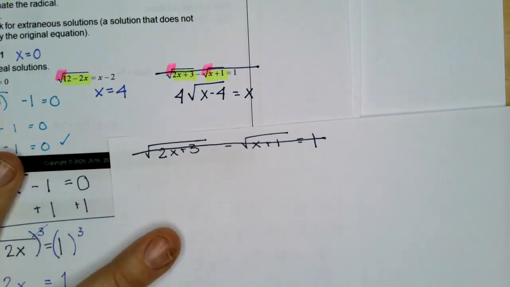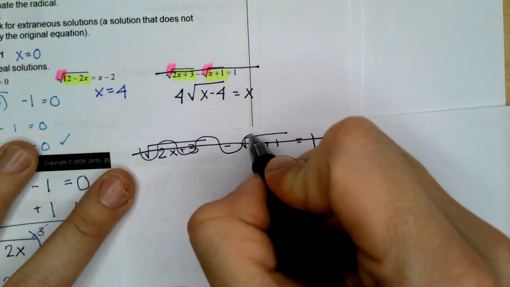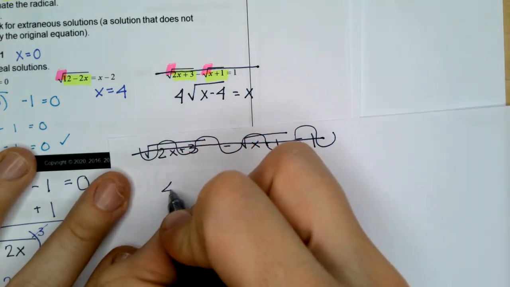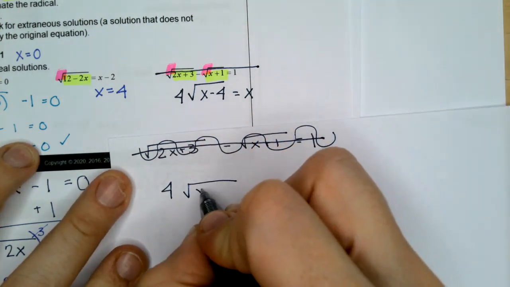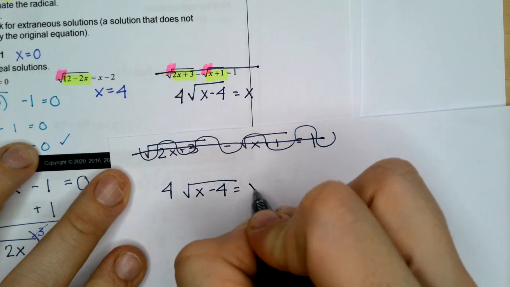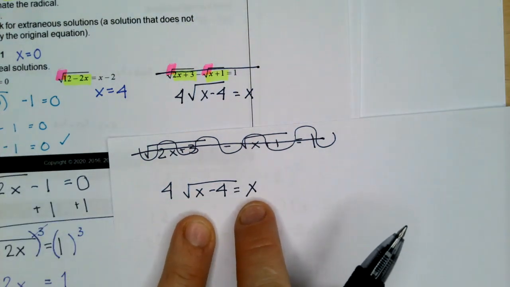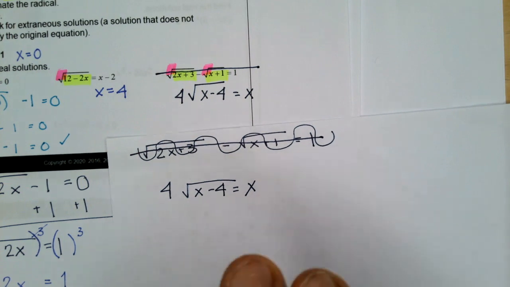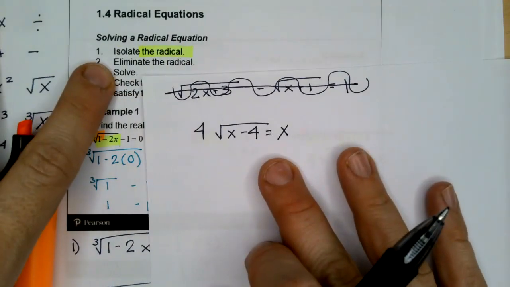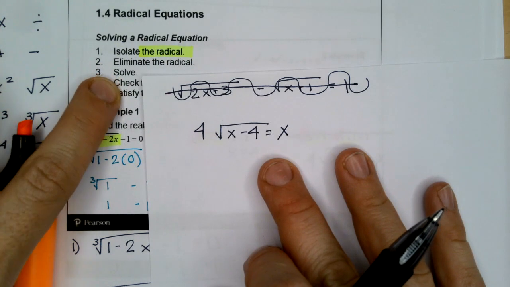Okay, so we're ignoring this one. And instead, 4 times the square root of x minus 4 is equal to x. So now you have an x on both sides, notice, okay? Don't worry about it, just notice it. Again, we want to isolate the radical and then eliminate the radical.